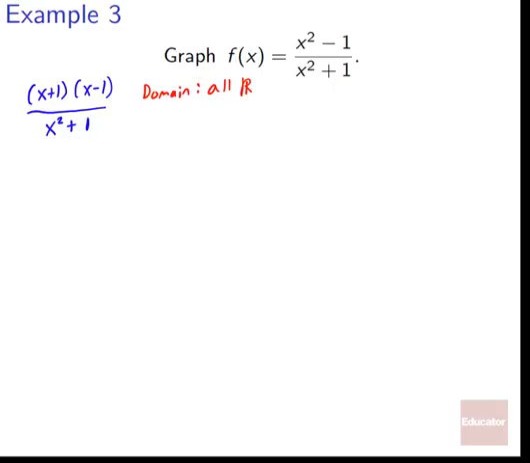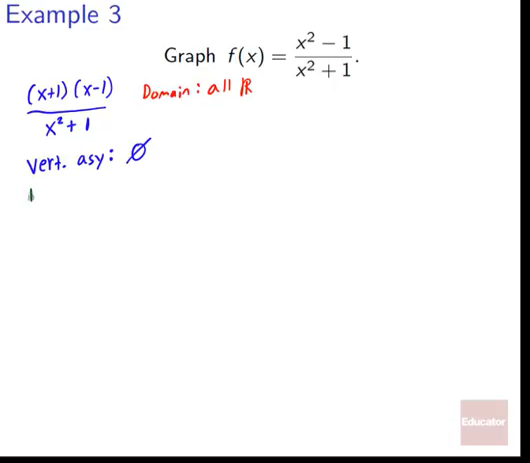So there's nothing to cancel out. We don't have to worry about canceling out any factors because x squared plus 1 is irreducible, so it can't break into any linear factors to cancel with those linear factors up top. So at this point, are there any vertical asymptotes? Vertical asymptotes would be where the denominator is equal to 0. There are no vertical asymptotes because with x squared plus 1, once again, there's nothing we can plug in to make it turn into a 0.